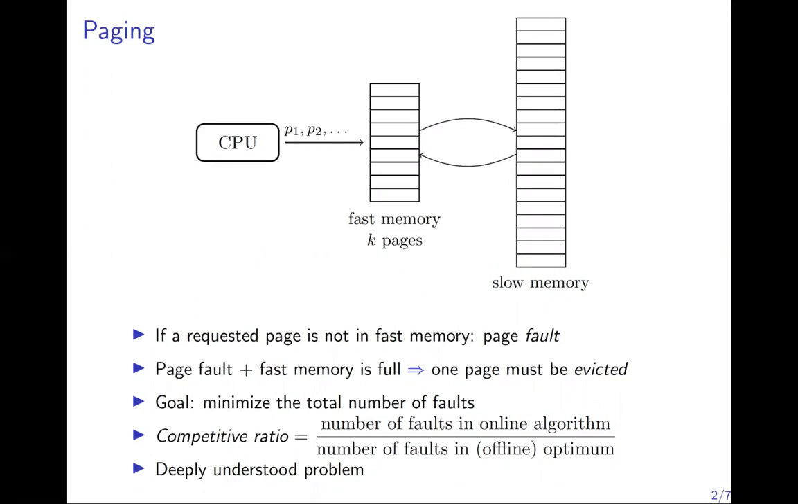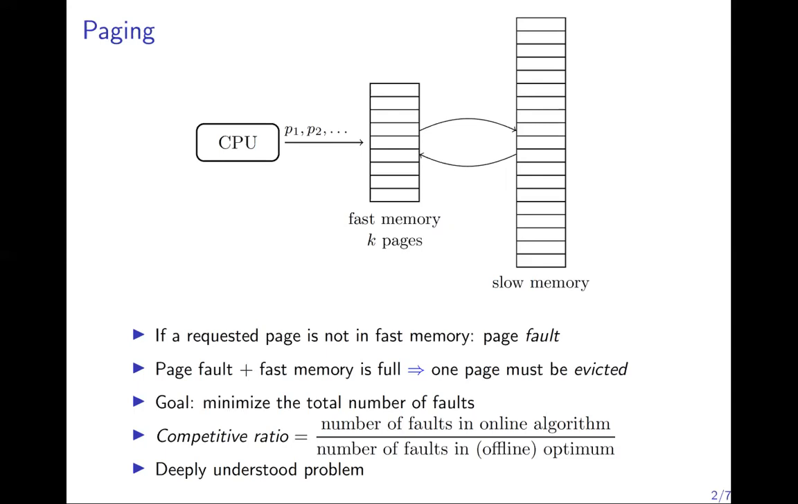In order to service a page request, that page has to be in fast memory. If it's not in fast memory, then we have a page fault, and that page has to be brought into fast memory from slow memory. In doing so, if the fast memory is full, the paging algorithm is also faced with the decision of choosing which page to evict in order to make room for the new page. The goal is to minimize the total number of faults.